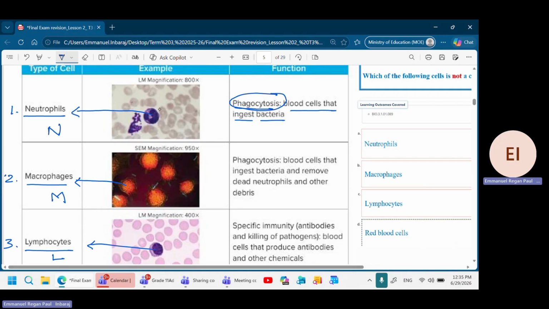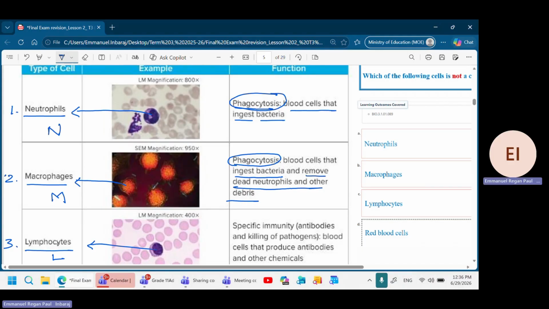So what does the neutrophil do? It will ingest the bacteria by a process called phagocytosis. Okay. What does the macrophage do? Macrophage will also do this same method. Phagocytosis, it ingests bacteria, but it also does an extra function. It removes dead neutrophils and other debris. You see, it not only ingests bacteria, it also removes dead neutrophils.